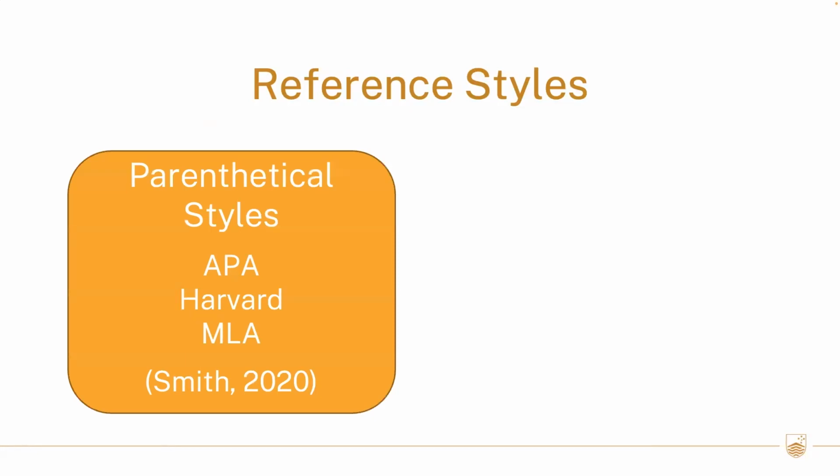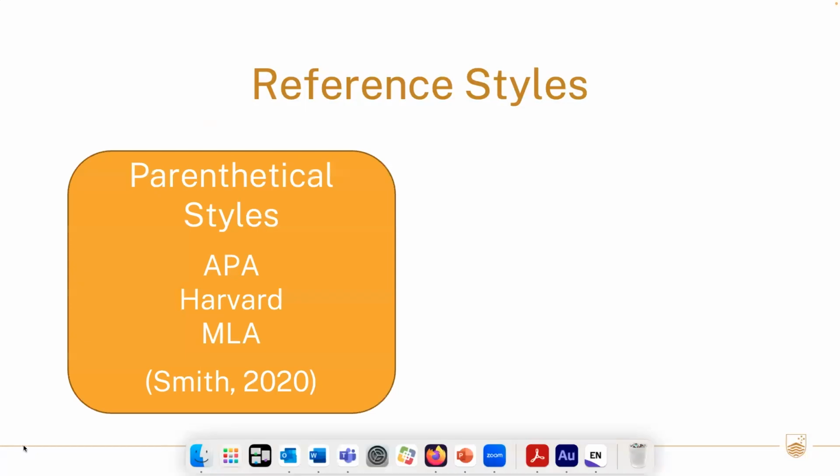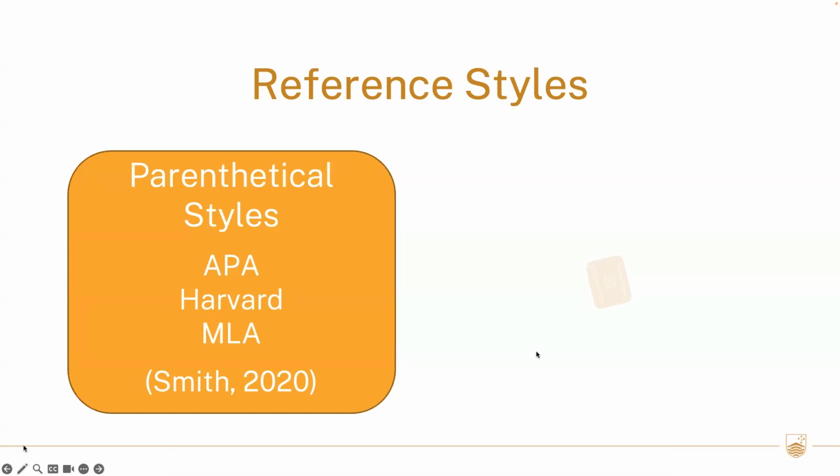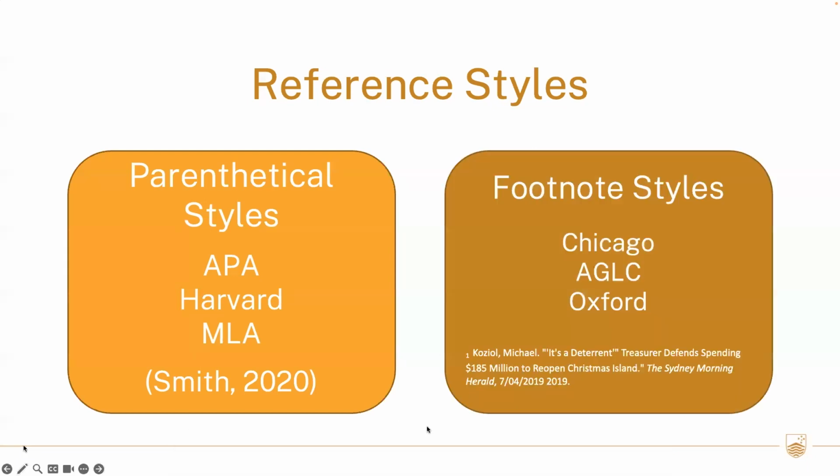These are styles where the in-text citation takes the form of a set of brackets or parentheses containing the author's surname and the date. The second type is a footnoted style. These include styles such as Chicago, AGLC, and Oxford. In a footnoted style, the citation is marked by a small supertext number, and the citation information appears at the bottom of the page in a footnote.